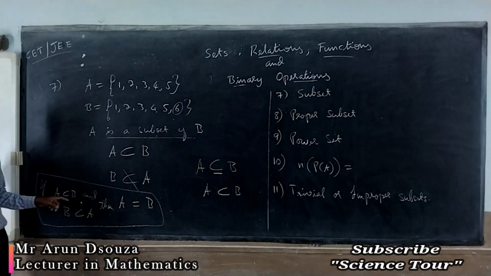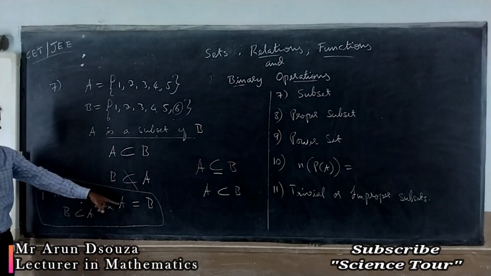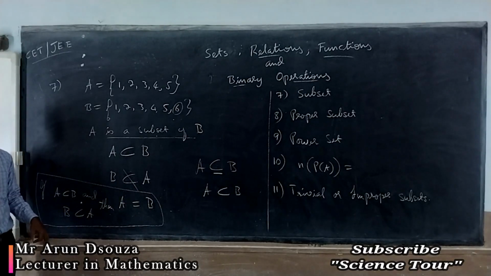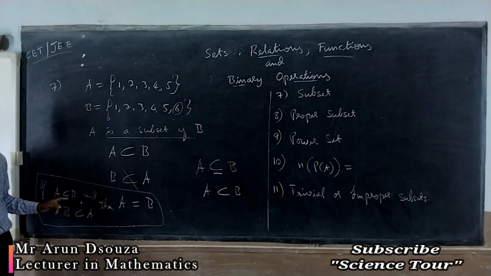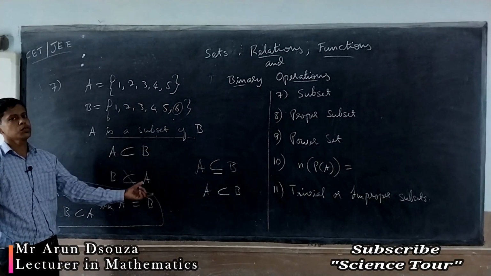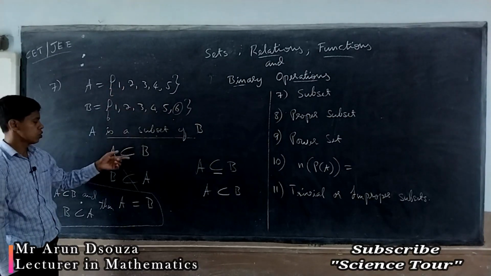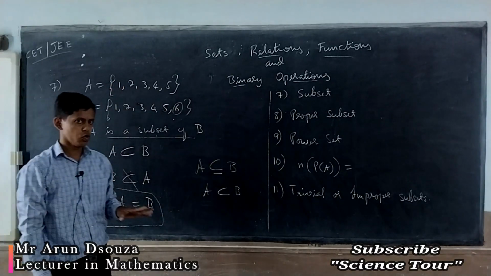Okay, so if A is a subset of B and B is a subset of A, then we can say A is equal to B. Otherwise we cannot. If only one thing happens, then they are not equal. See, now this is not a subset. B is not a subset of A, therefore B is not equal to A, even though A is a subset of B. I hope you understood.